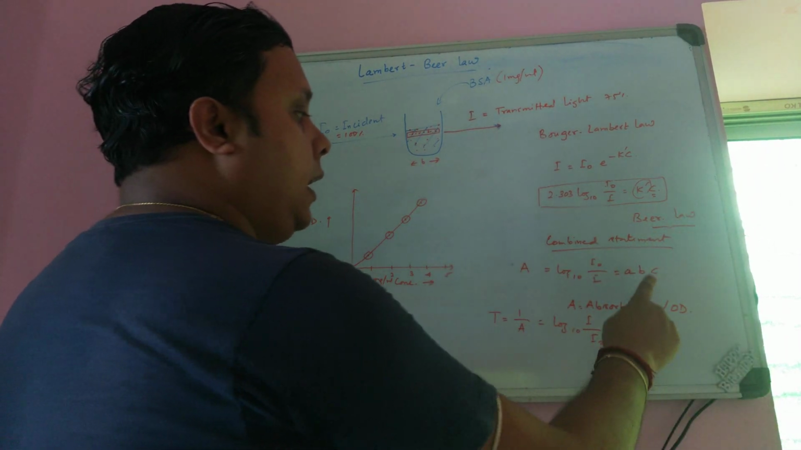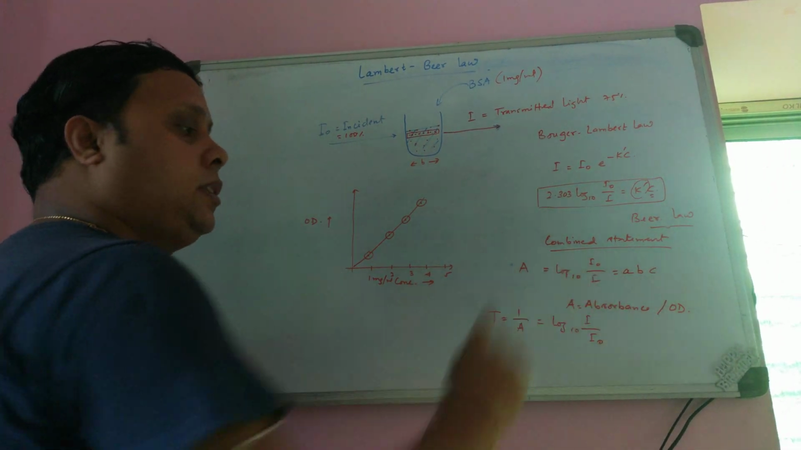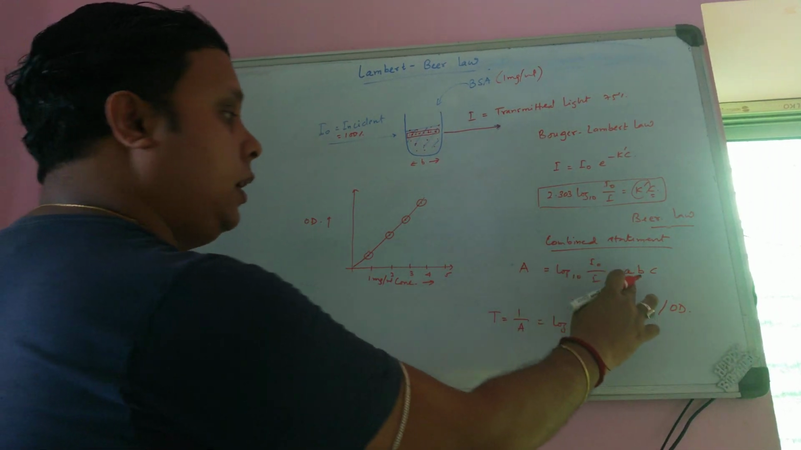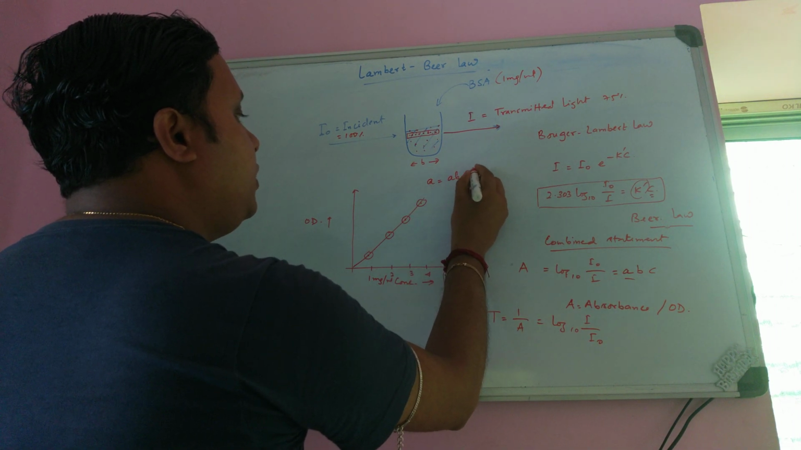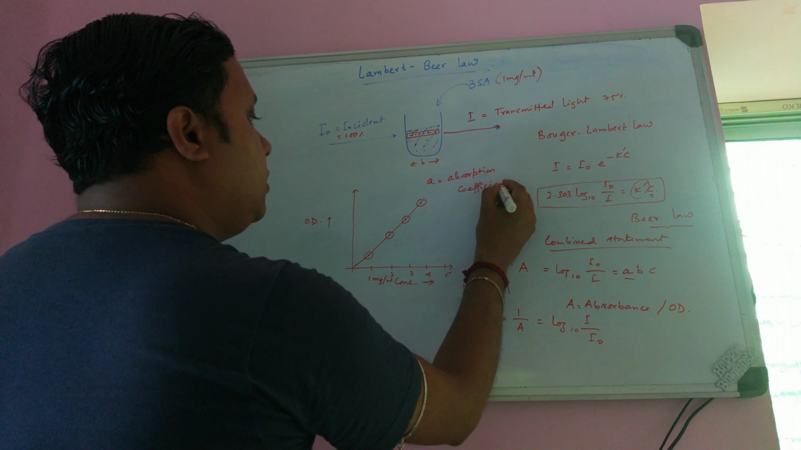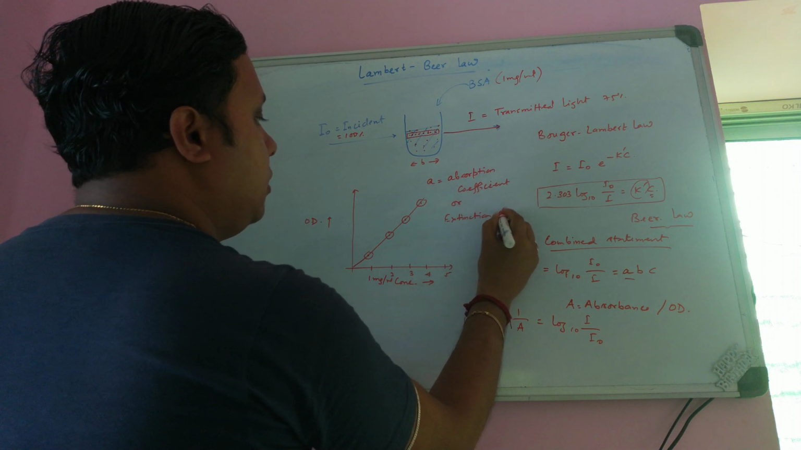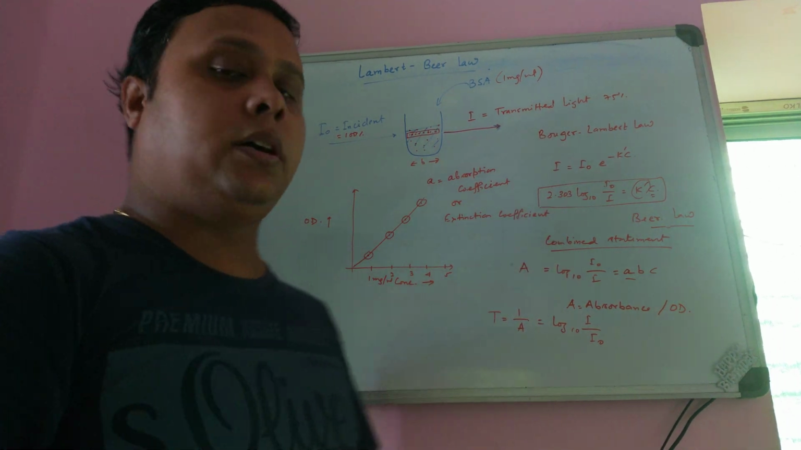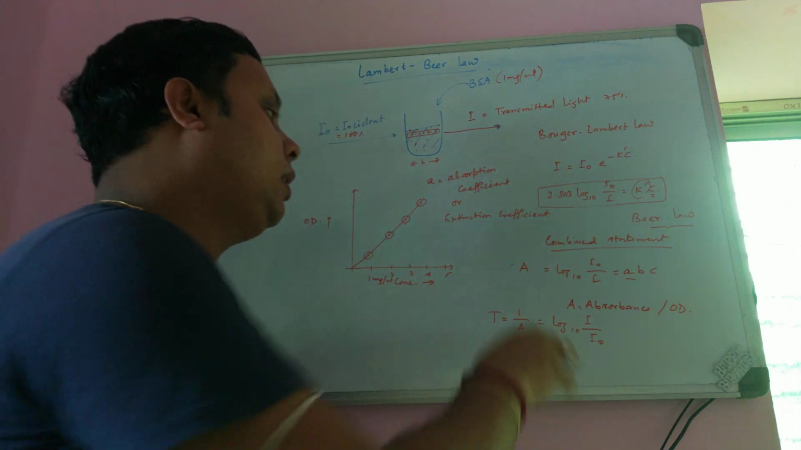Now you have an idea what is b, that is the path length, and what is c, that is the concentration, but what is actually a? This is the small a, it is not the capital A, remember. This small a is known as the absorption coefficient, or you can say the extinction coefficient. So this is a vital thing. You have to determine the absorption coefficient and extinction coefficient to determine the absorbance.